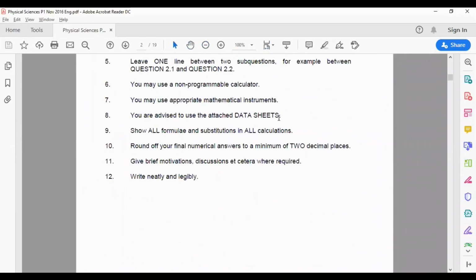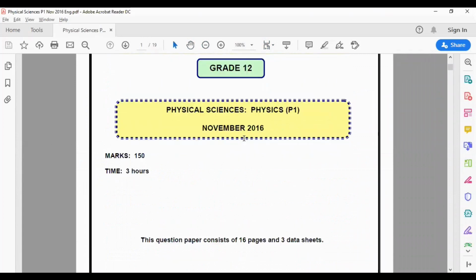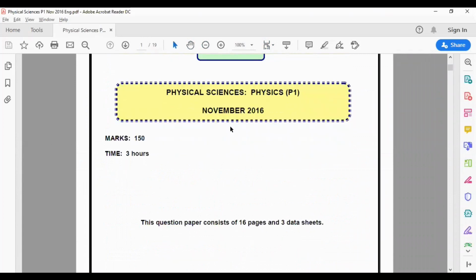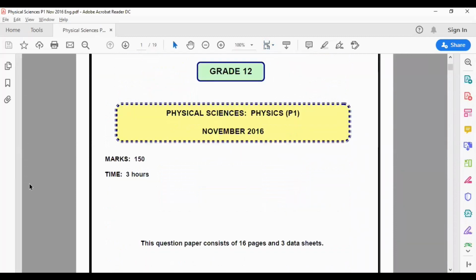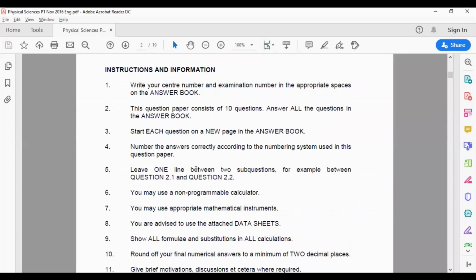All right. So this is not so long ago. It was about 4 years ago, 2016. It's your standard end of year paper. We'll have something like this on it. 3 hours, 150 marks.